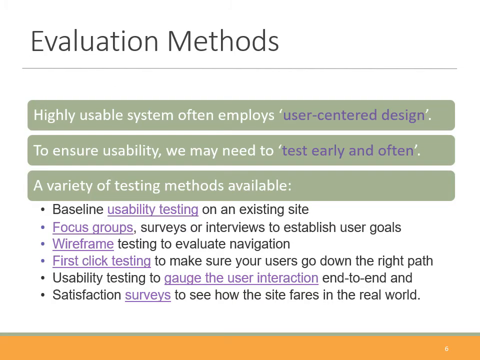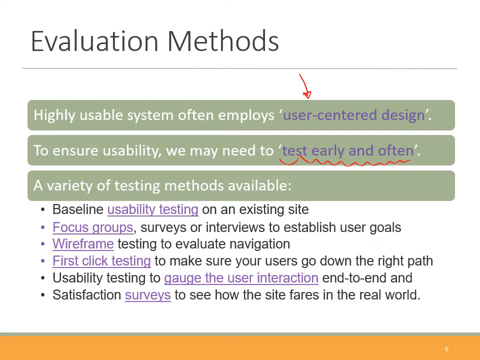After we learn about the measures, how about the evaluation methods? We know those measures, right? And then how can we evaluate each of those measures? Which methods could be available? Of course, for a highly usable system, we often employ what is called user-centered design. And in order to ensure usability, we may need to use a test early and often approach.